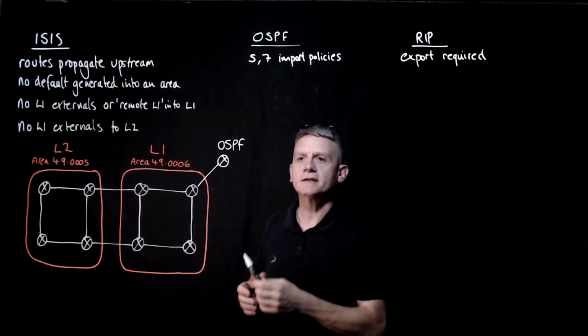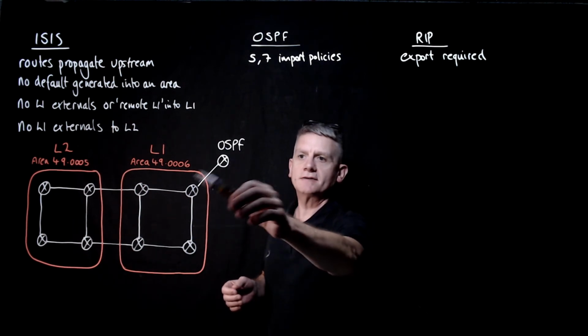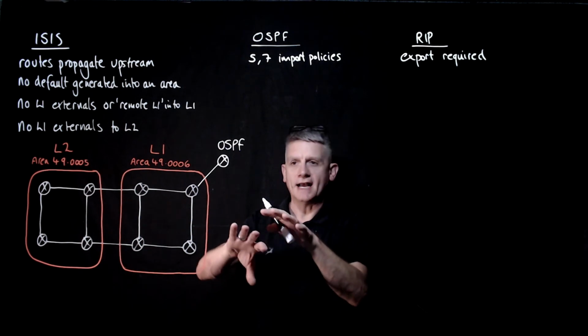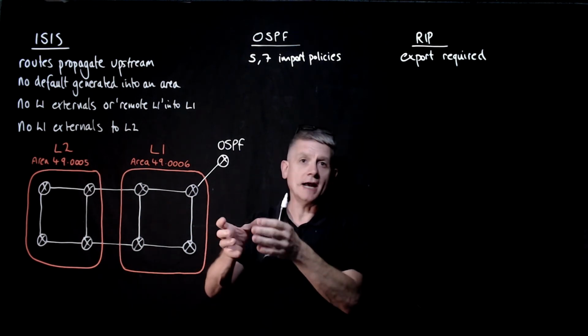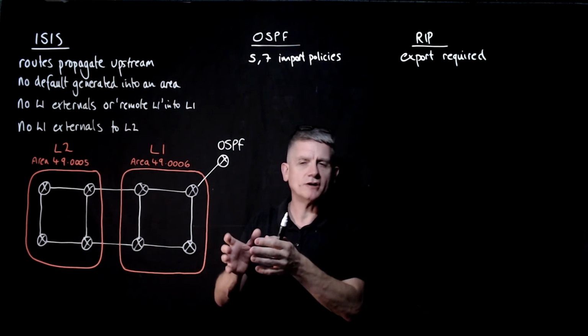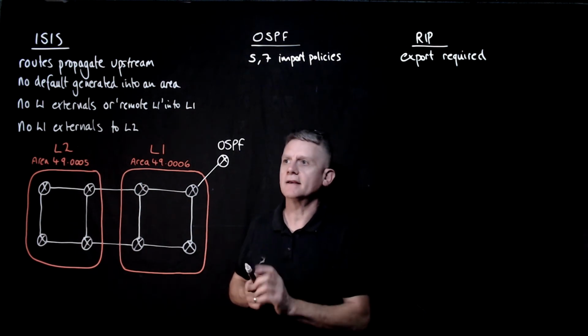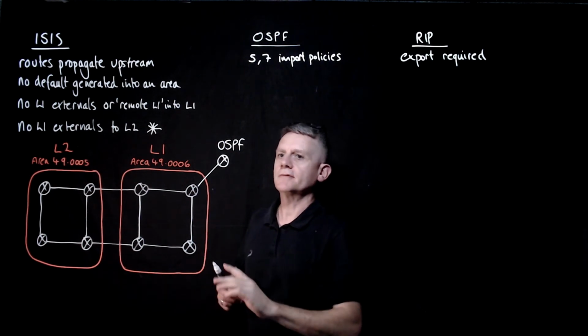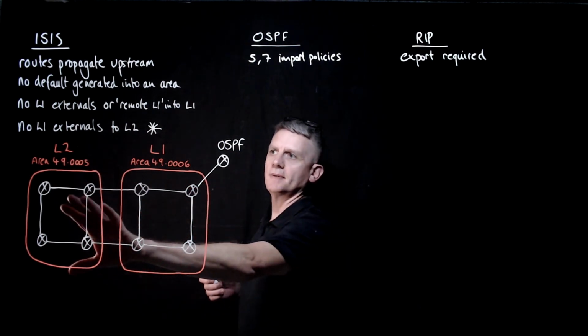But in fact, it's much easier to inject your routes into a lower level where they can be filtered and dealt with and marked in particular ways and controlled. This is really very likely. So this is the one to watch, that there are no L1 externals being passed to level 2.